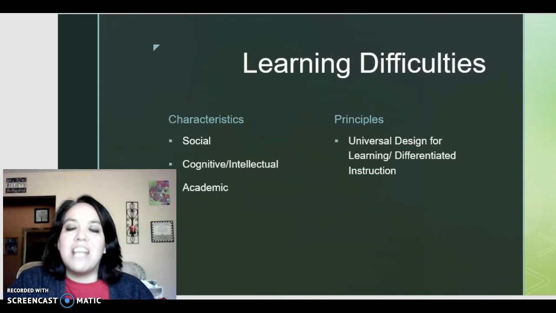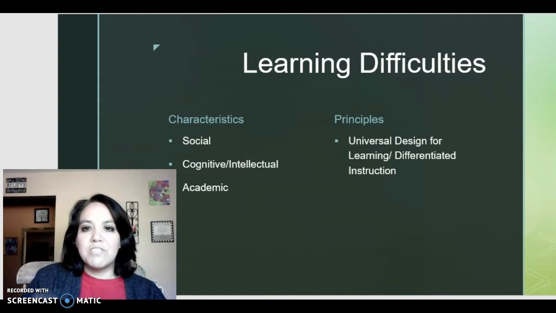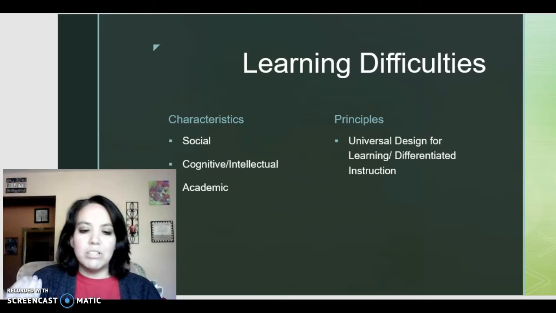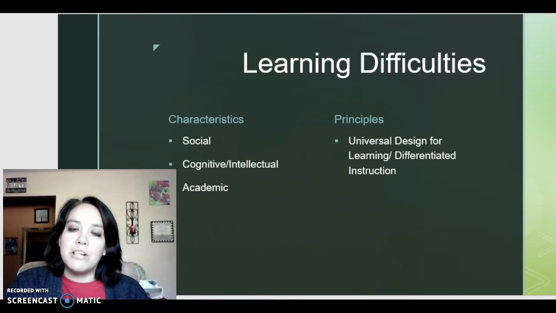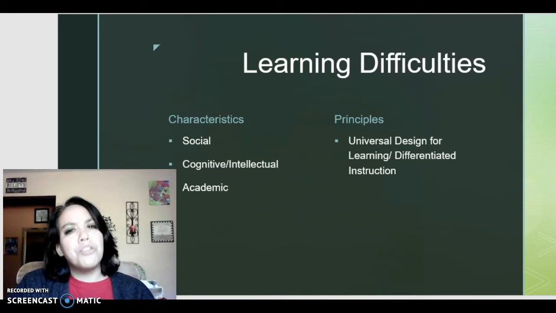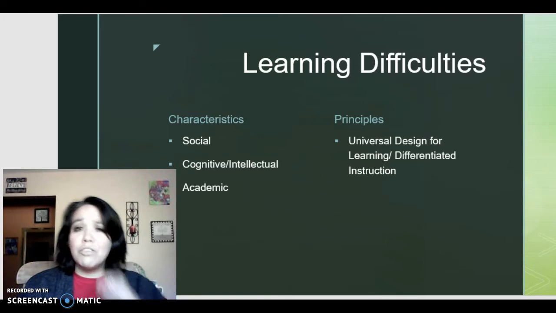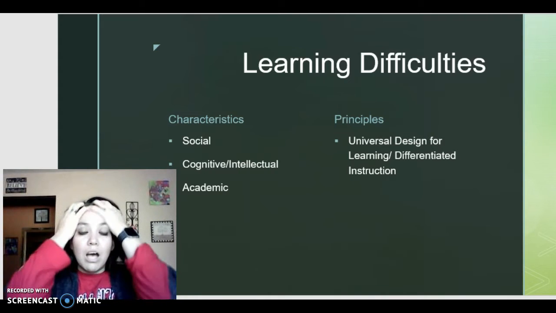The first exceptionality that I decided to go over was learning difficulties. The characteristics for learning difficulties include, socially, these students tend to experience more symptoms of depression than students without learning difficulties. Also, about 3/4 of these students can experience higher levels of anxiety. And they can sometimes tend to have more emotional difficulties, such as acting out behavior, than their typical peers.